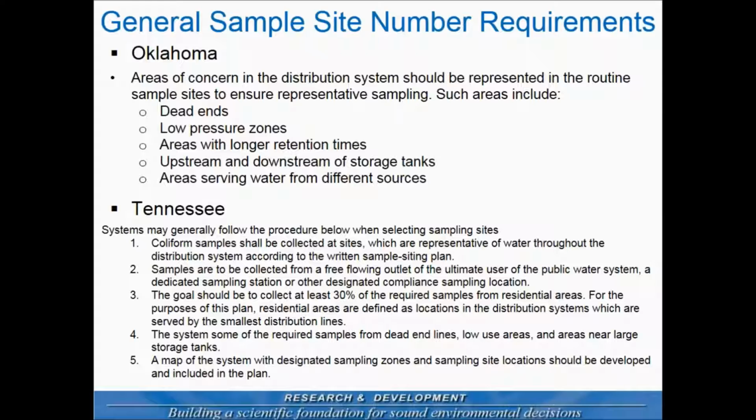Tennessee is similar. I'm going to skip right here to number 3, which is interesting. The goal should be to collect at least 30% of the required samples from residential areas. For the purposes of this plan, residential areas are defined as locations in the distribution systems which are served by the smallest distribution lines. And then they have other guidance such as dead-end lines, low-use areas, areas near storage tanks. So very similar. So as you can see from all of this, the guidance and regulations by various states is pretty diverse on how states treat how many locations and how to locate these locations.